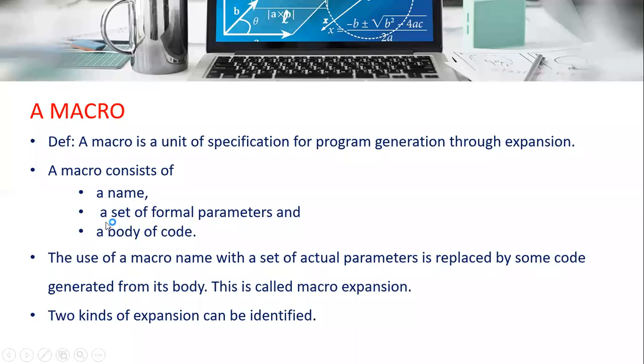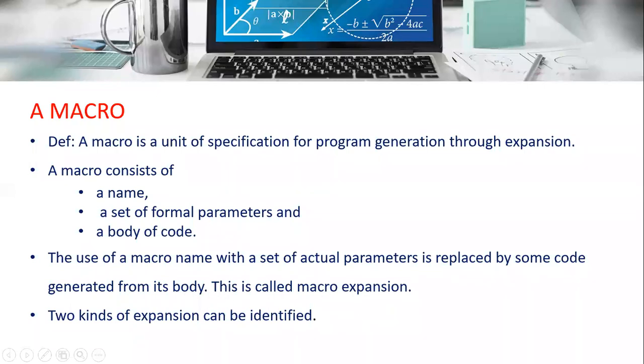Okay, now here we consider the set of some formal parameters and the body of the code. Body of the code means those statements which are repeated in your program; we put those common statements into the body of that macro. These are nothing but the components of macros. Next is the use of a macro name with a set of actual parameters, which is replaced by some code generated from its body. This is called macro expansion.